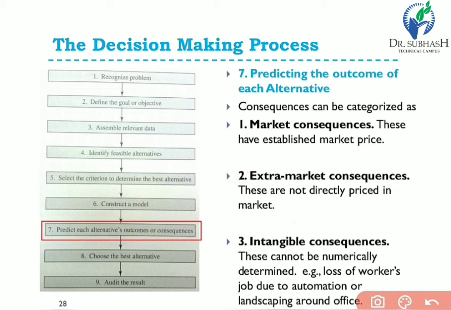Third one is intangible consequence. This cannot be determined numerically. Loss of workers' jobs due to automation is an example of intangible consequence. It is not predictable from the market.